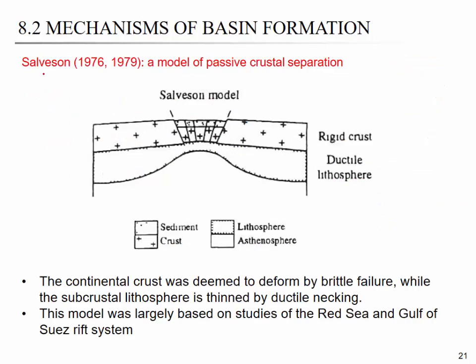One is by Sørbeson. I think it's just a simple tension and deformed by brittle failure. And here, below it, you have a lithosphere which is ductile, so it's been thinned. You can see it's been thinning. And this model was largely based on the studies of the West Sea and the Gulf of Suez rift system.